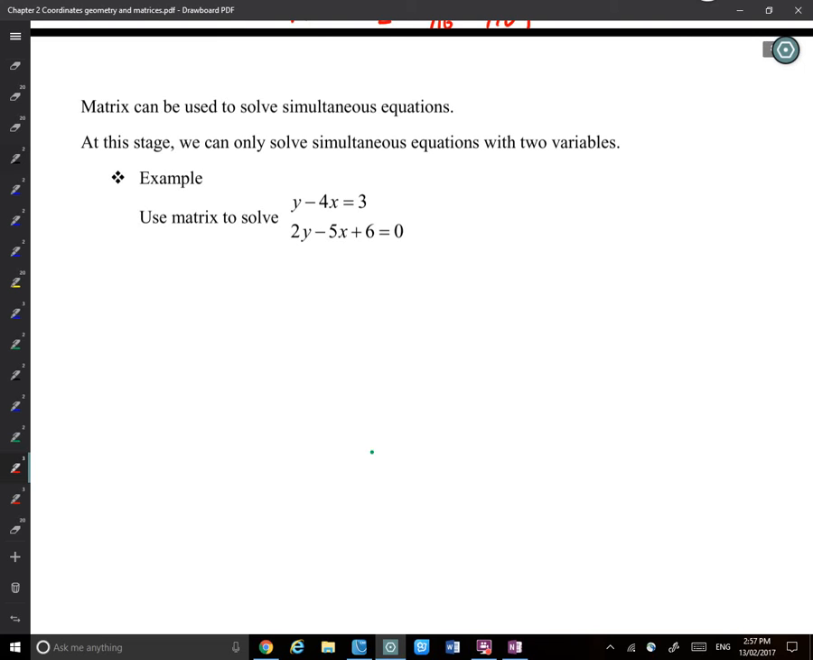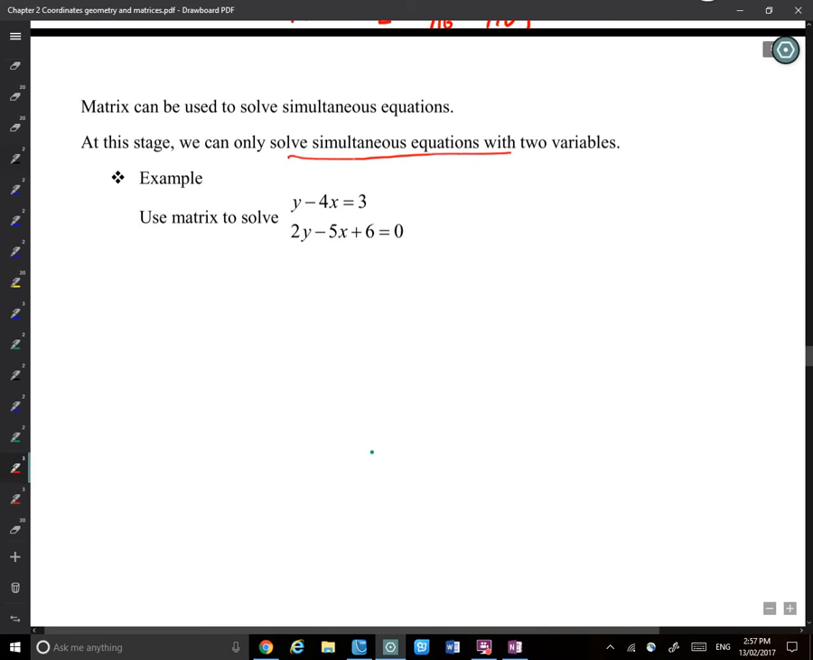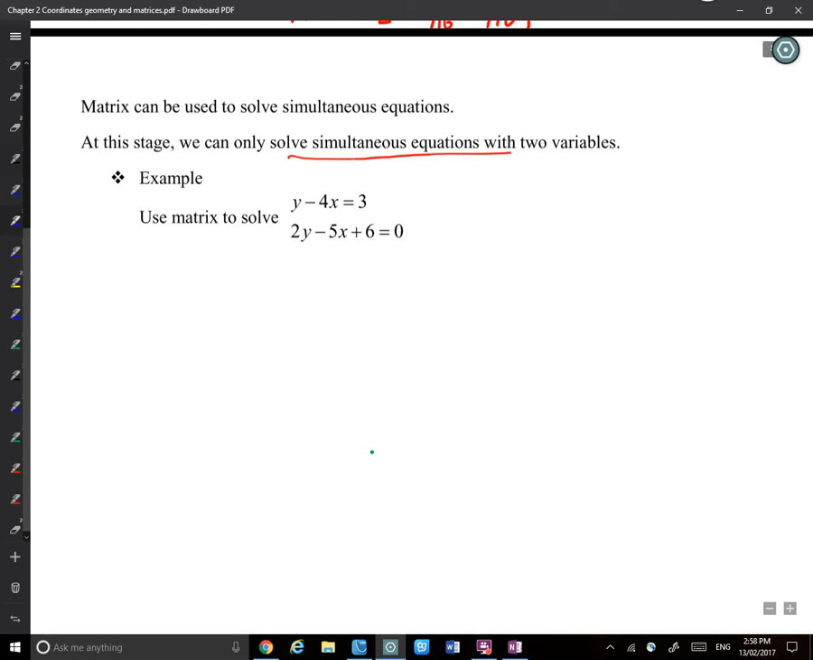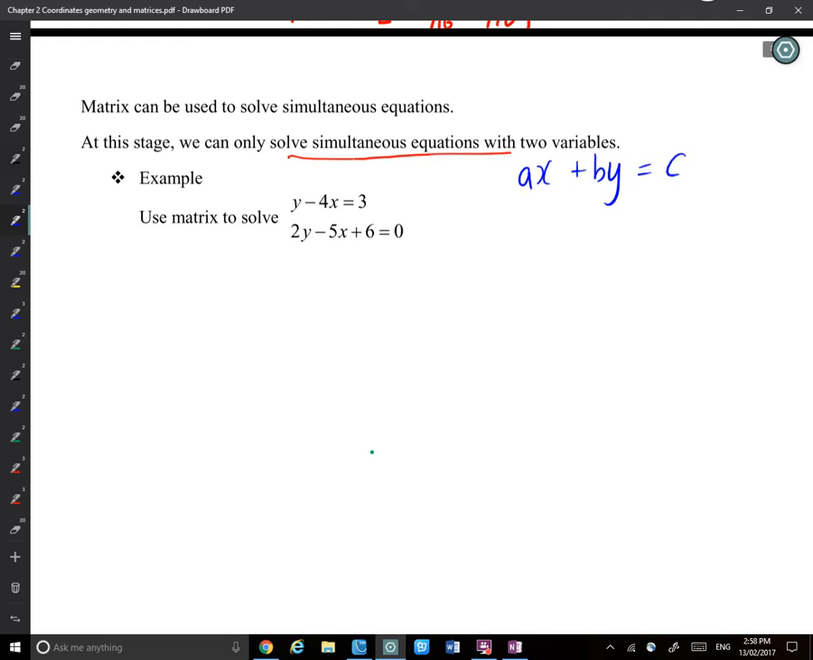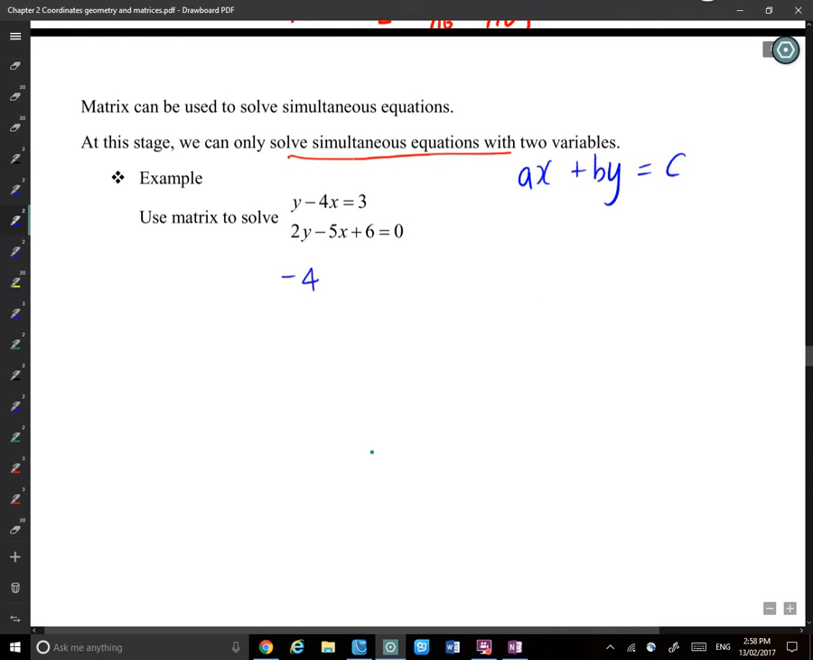So how can we set this up? We can only solve simultaneous equations for two variables, x and y. We have two equations, and I will put both in the form ax plus by equals c. Let's say we have minus 4x plus y equals 3, and minus 5x plus 2y equals negative 6.